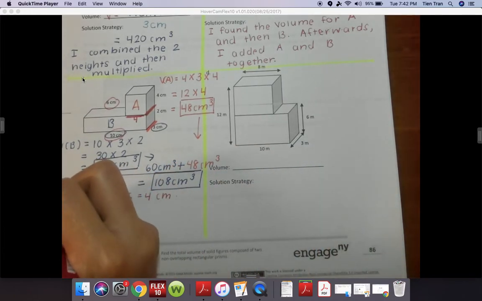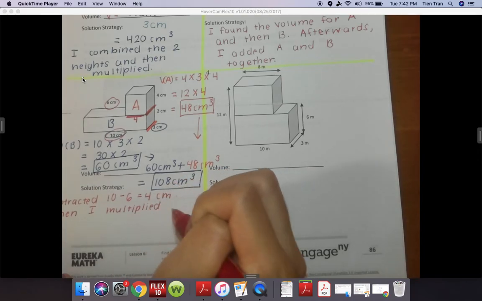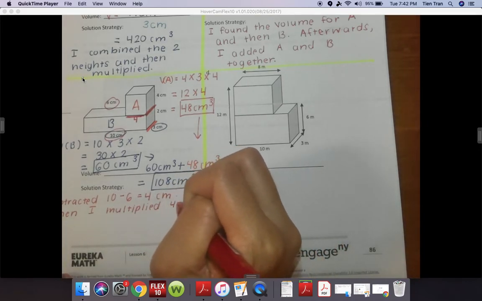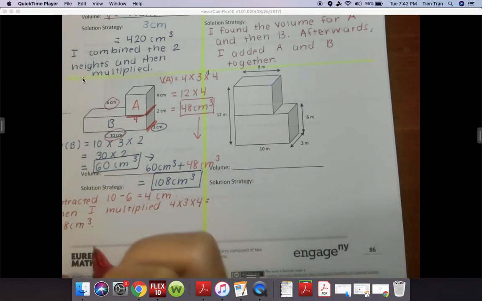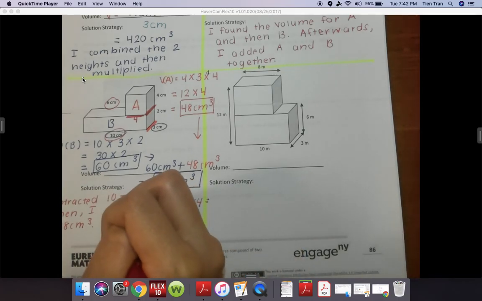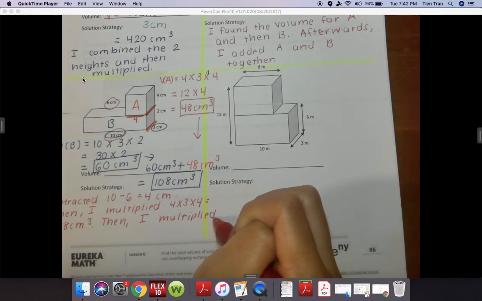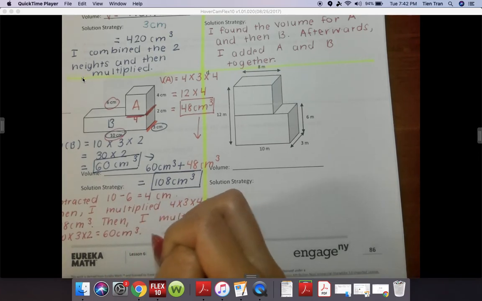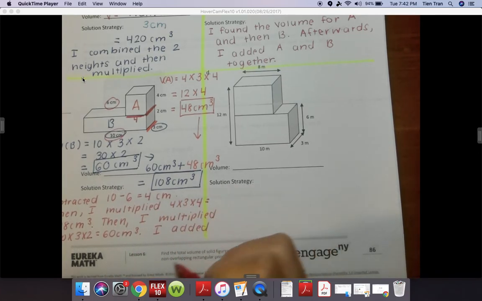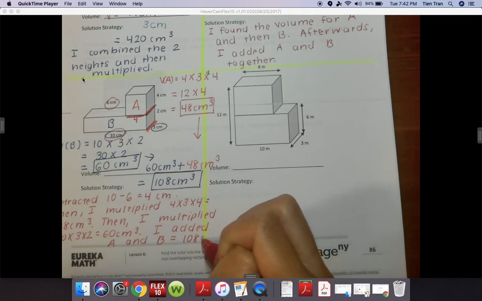Then I multiplied 4 times 3 times 4 to get 48 centimeters cubed. Then I multiplied 10 times 3 times 2 to get 60 centimeters cubed. And then I added A and B to get 108 centimeters cubed.